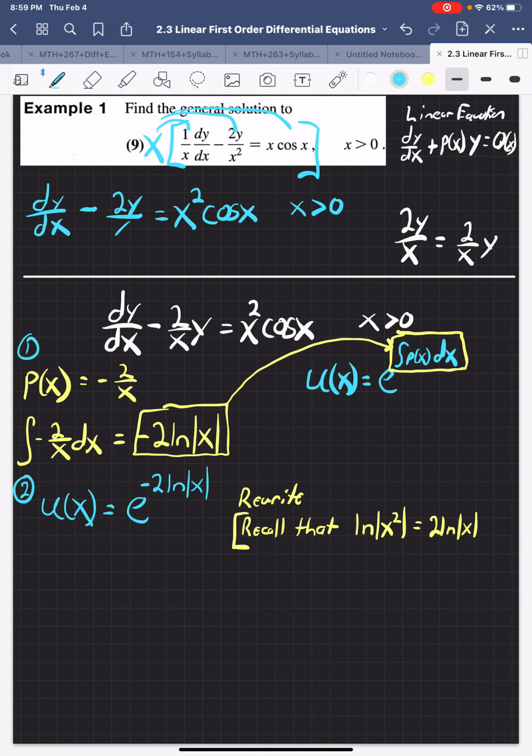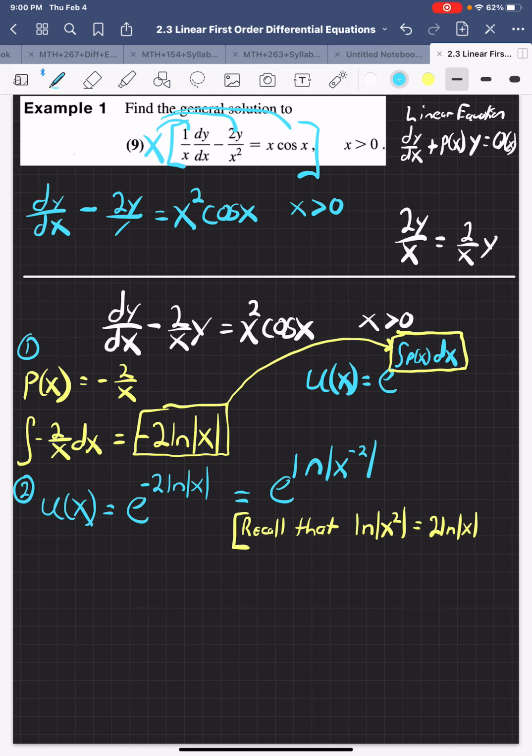So if we rewrite this, then the u of x is just simply equal to e to the power of ln x to the negative 2.